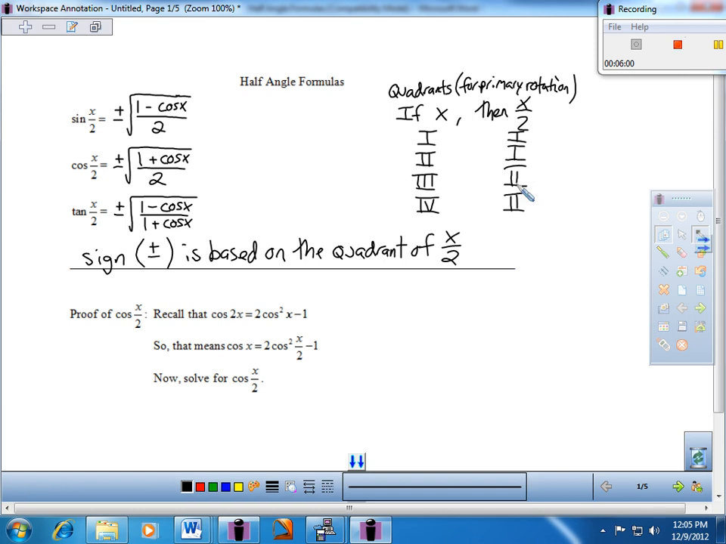Okay. We'd love to just show you maybe where this comes from. Especially this one is quite a bit different than the others, of course. You've got a root in there. You have the plus or minus. The easiest one to take a look at is that middle one, so if you don't mind, I'm going to do that one. So cosine of the half angle. And it actually comes from the double angle. That's why these lessons pretty much are taught back to back.